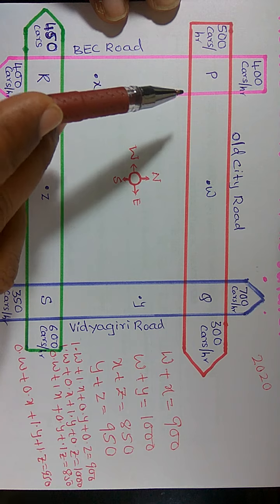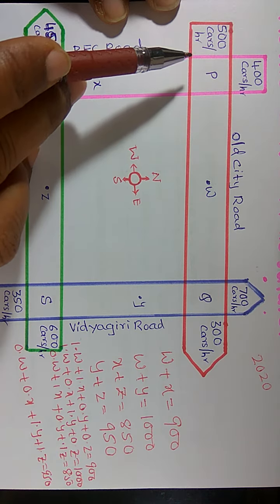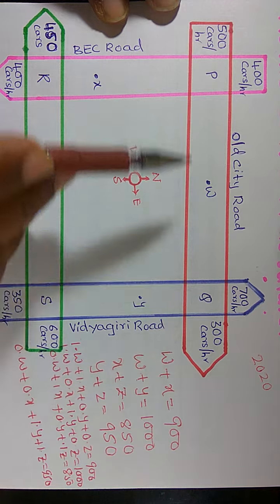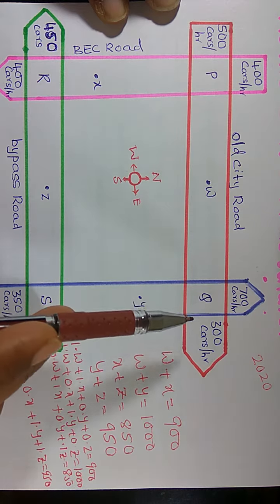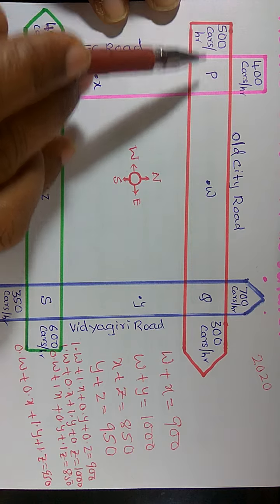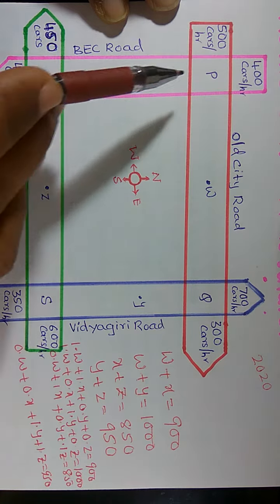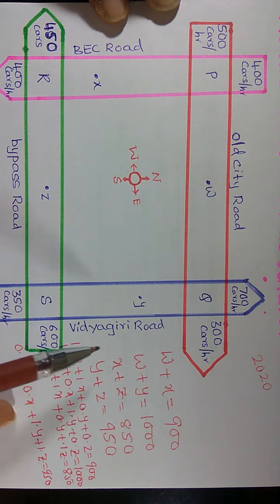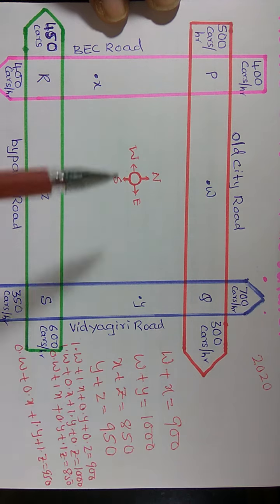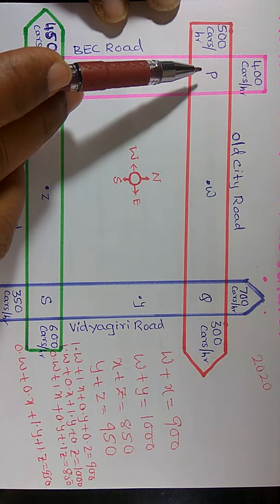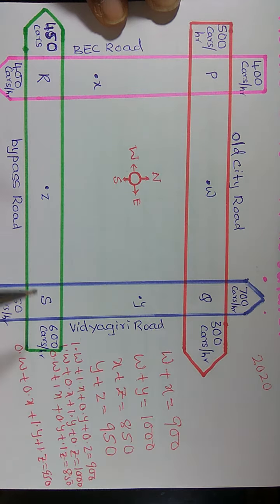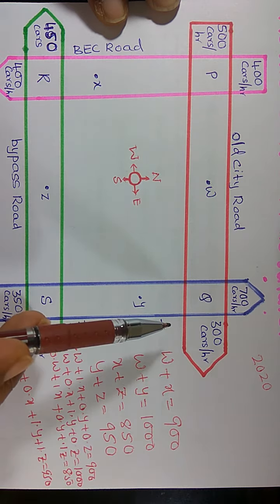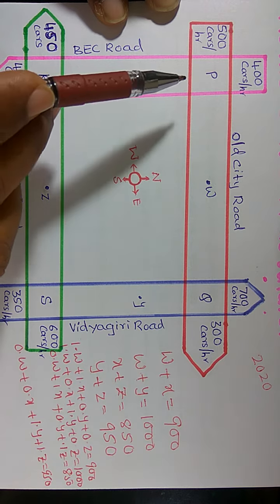In this example we are observing four different roads, and all four roads are one-way roads. Say, for example, this road is called Old City Road, and this road is called BC Road. This road is called Bypass Road, and similarly we may call it Vidyagiri Road. And in these roads we can observe four different circles, namely P, Q, R, S. I can assume that in these one-way roads only cars are allowed.